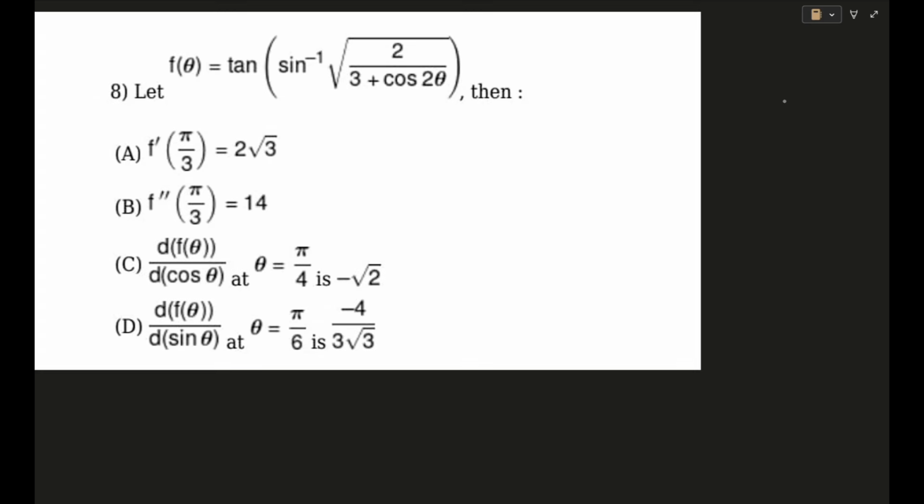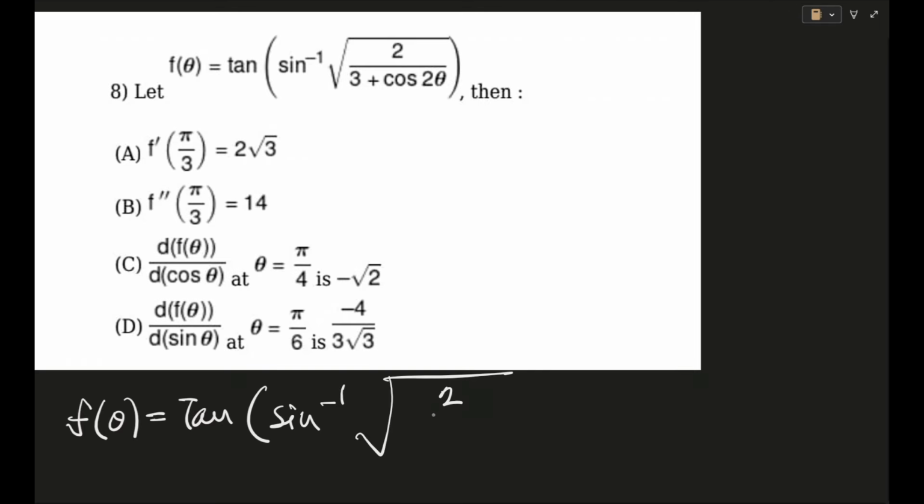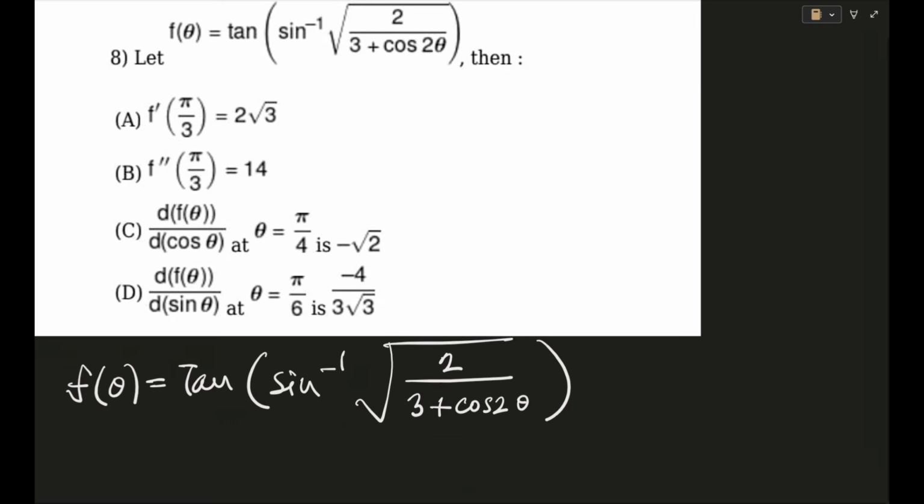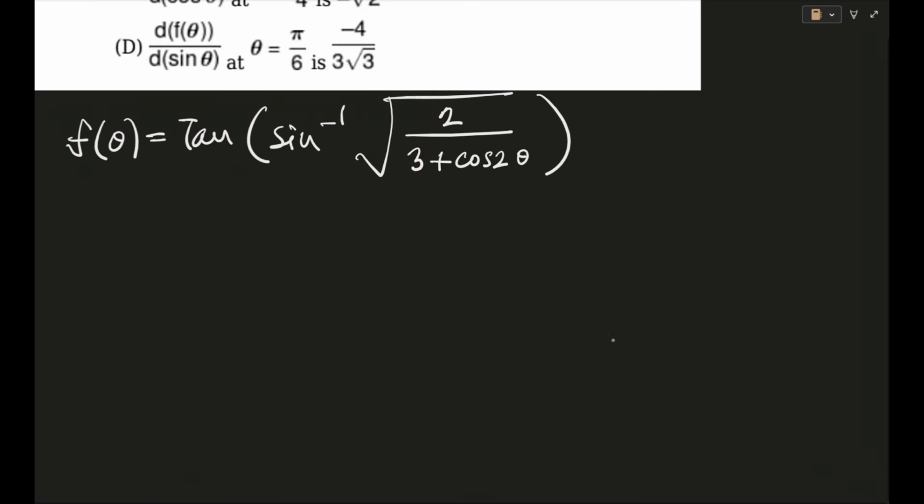Okay, so guys, here is the next question. This is a good question on your differentiation, right? So starting off, first thing is your f of theta is given to be tan of sine inverse of root under 2 by 3 plus your cosine 2 theta. First thing. Okay, so if we go on to simplifying this.